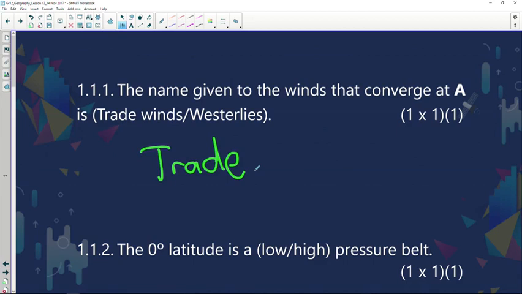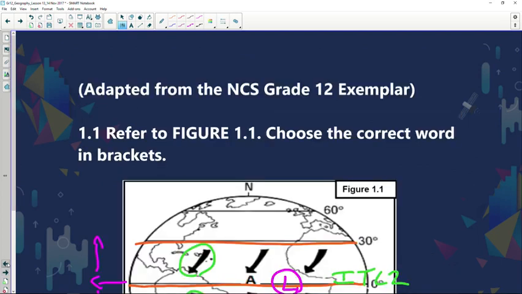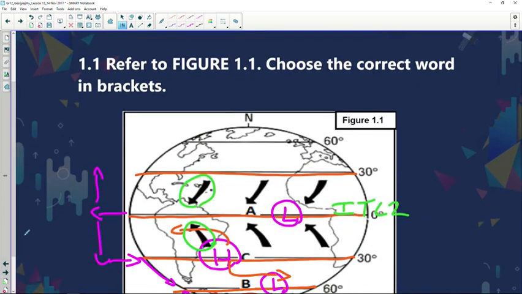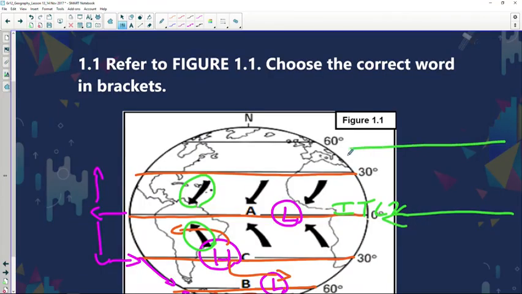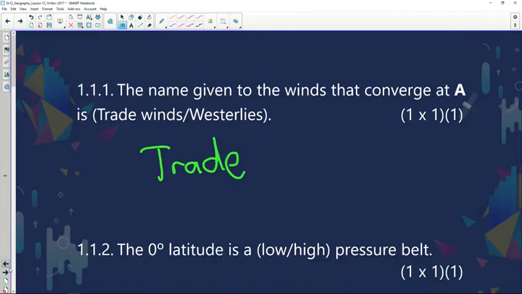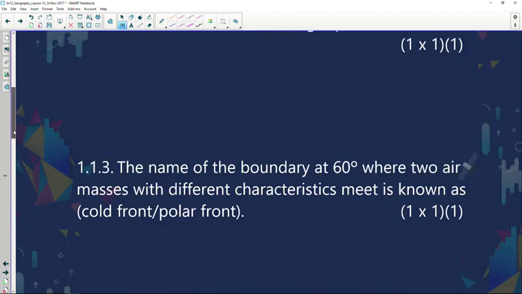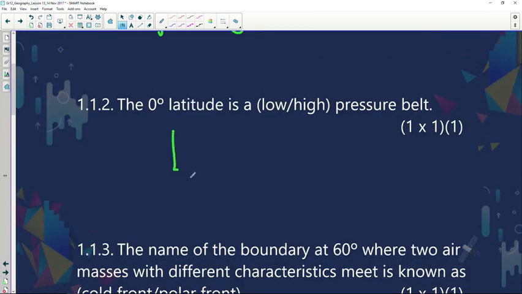Now the 0 degree latitude is a low or high pressure belt. We already filled it in when we look at that diagram. 0 degree, that's a low pressure belt. Why do we experience low pressure over there? Because the equatorial regions get most of the insolation on the Earth's surface. The insolation needs to travel much further over there. So the equator experiences low pressure systems. Now what's low pressure? It's rising air, usually because of warm conditions. So the correct answer for that question will be low pressure.